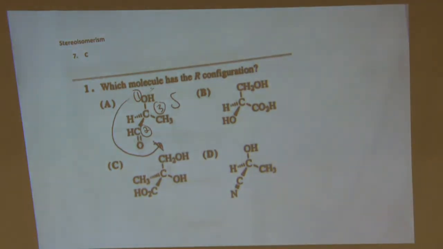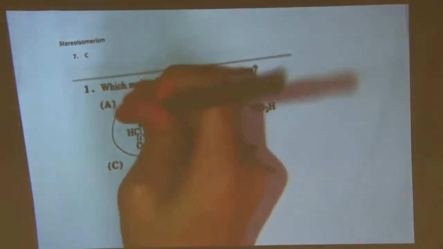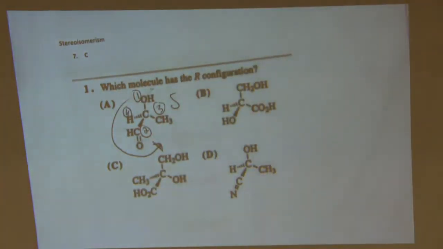Okay. So that's S. And then you also want to keep in mind your lowest priority group, in this case a hydrogen, needs to be on a dash, right? If your lowest priority group isn't on a dash, what are you supposed to do? Switch it. Yeah, so if the H was on a wedge, then instead of S, it would be R. So keep that in mind, because they definitely do that. Things like Fischer projections, you always have to flip, right?